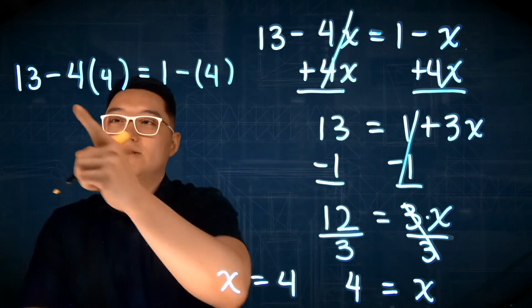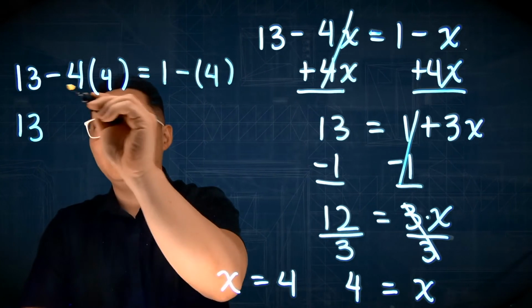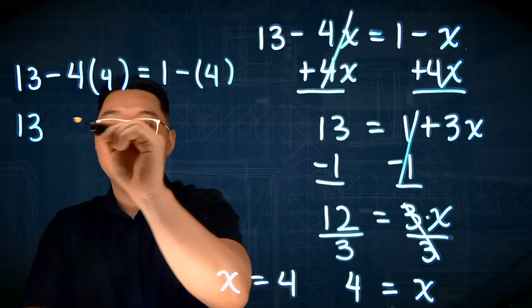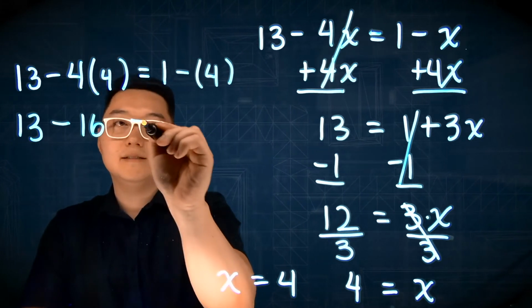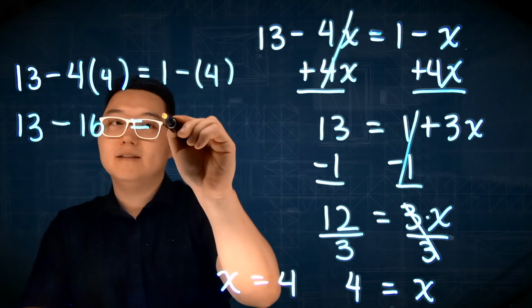Okay, so I have 13, and then negative 4 or minus 4 times 4 is a minus 16. 1 minus 4, that's just 1 minus 4.